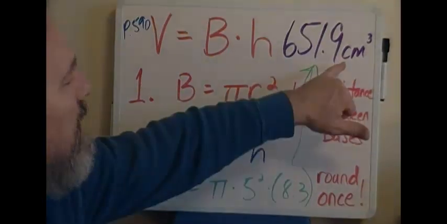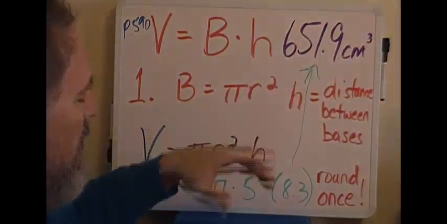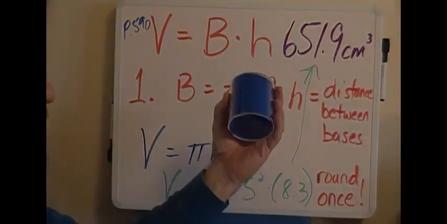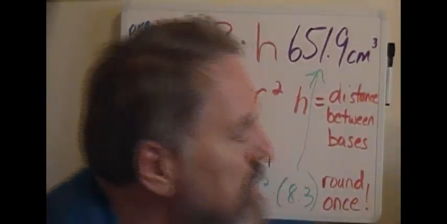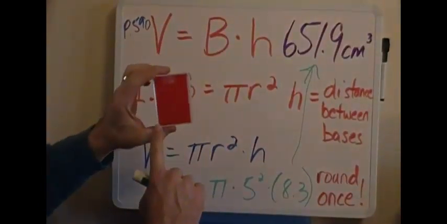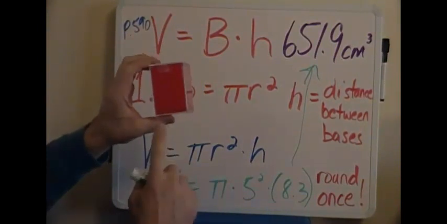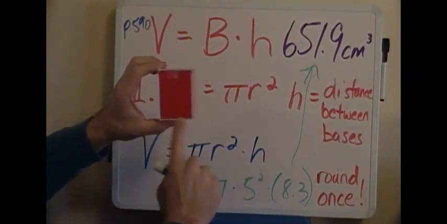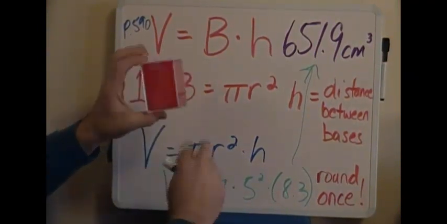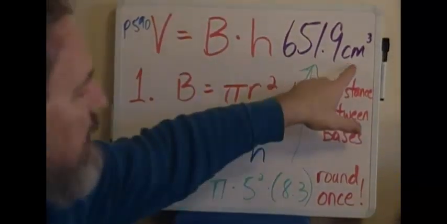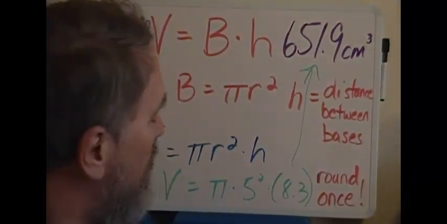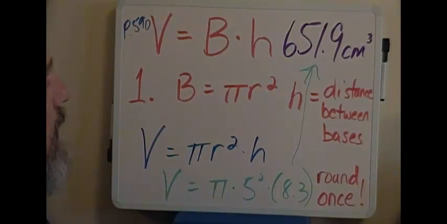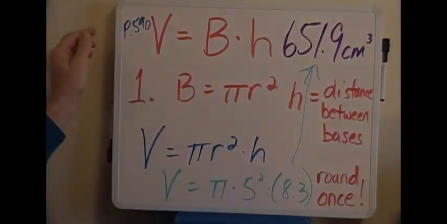651.9. Notice that it is centimeters cubed, because remember, when we're talking about volume, volume happens in three directions. If we're talking about this, it's easier to see the three directions here, the three dimensions, I should say. We have length, height, and width. Three different dimensions, therefore it is cubic units. So we have 651.9 cubic centimeters.